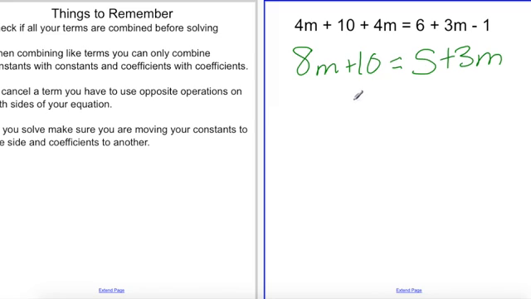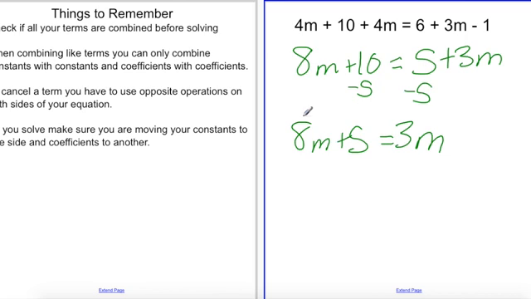Now this is where I use opposite operations to solve this problem. So here, I'm actually going to want all of my variables on my left side and all my constants on my right. It's totally up to you. If you want, you can do it the opposite way. You could have your variables on your right side and your constants on your left. So I'm going to subtract by 5 on both sides. 8m plus 5 equals 3m.